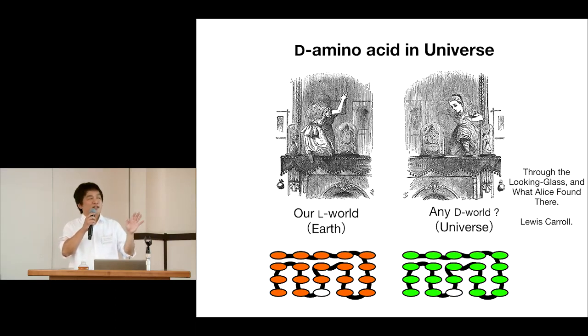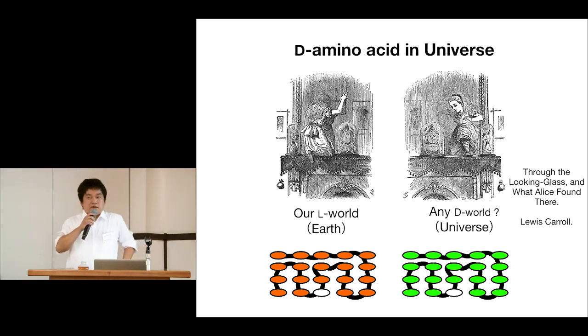In this world, Alice drank the milk. But the milk was made by the D amino acid. She said it's not so delicious. That's true. It's completely different. Maybe the milk has a very old taste.